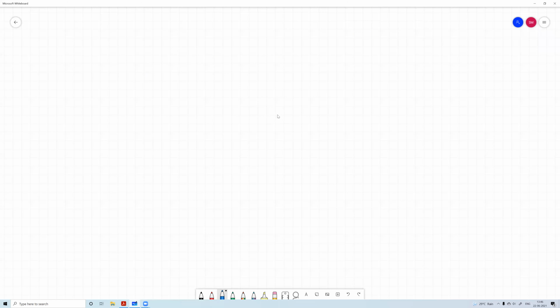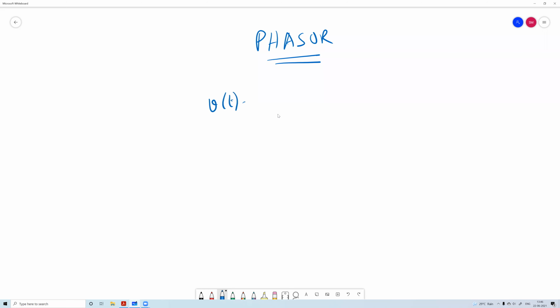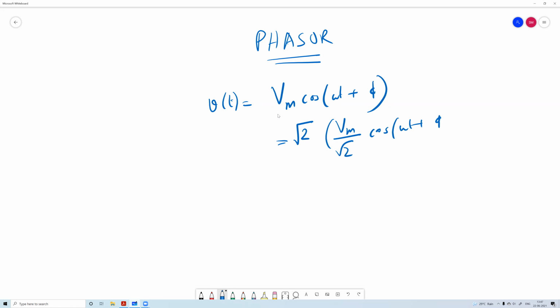However, often we prefer to express our waveform in phasor form. So what is the phasor form? Suppose my waveform is like this. V(t) equal to Vm cos of omega t plus phi. So we can write it as root 2 times Vm by root 2 cos of omega t plus phi. I am doing this because Vm by root 2 is the RMS value.